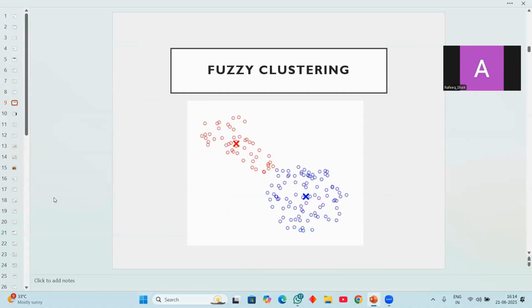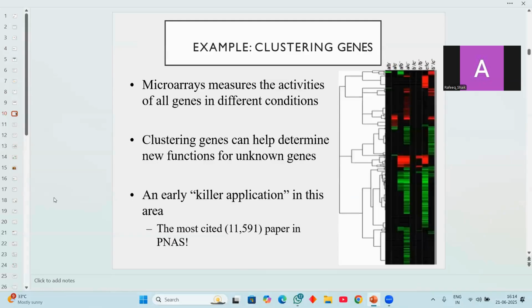Fuzzy clustering means data points can belong to multiple clusters with different degrees of membership. It is useful when the cluster boundaries are not well defined. Each data point gets a membership score for each cluster. Here we can see an example of clustering genes.